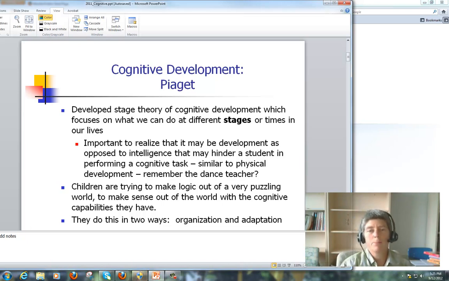Okay, so you read about Piaget, and you understand already probably that he developed the stage theory about different stages of cognitive development for children and what they can do at different stages or times in their lives. It's really important to understand the distinction between development as opposed to intelligence in why a student may or may not be able to do what we're asking them to do. And you can think about that through the film that you saw, Teen Species, where the dance teacher was talking about the ability or the developmental ability to be able to dance.